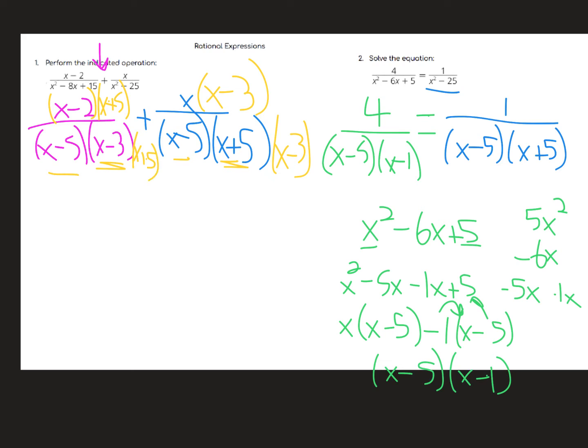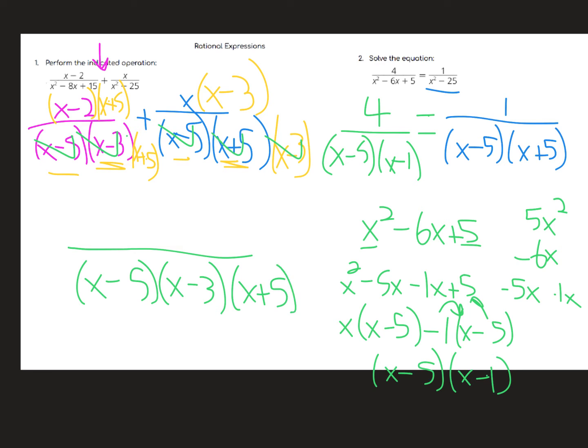And I did not plan well for space, but that's what we're going to have. So now we're going to have on the bottom, oh, maybe I don't want to write it there. Move it up a little bit. On the bottom, we're going to have an x minus 5, because that's in both of these. We're going to have an x minus 3, because that's in both of these. And we're going to have an x plus 5, because that's in both. Now, if I could have reduced, if this was like an x minus 3, then I wouldn't have needed to include that x minus 3.